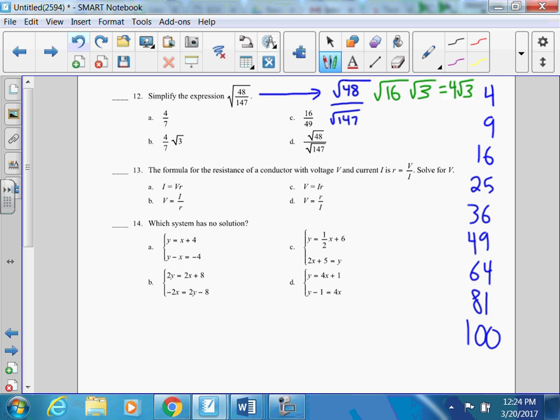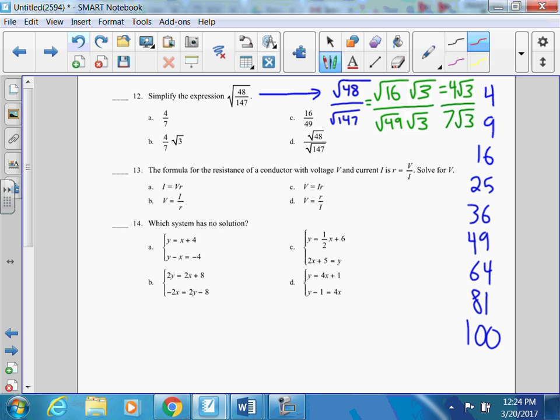49 does go into 147. It goes into it, let's see, 3 times. Okay, 147 divided by 49. So the square root of 49 times the square root of 3 is the same thing as the square root of 147. Now, the square root of 49 is 7, then you have the square root of 3 attached to it.